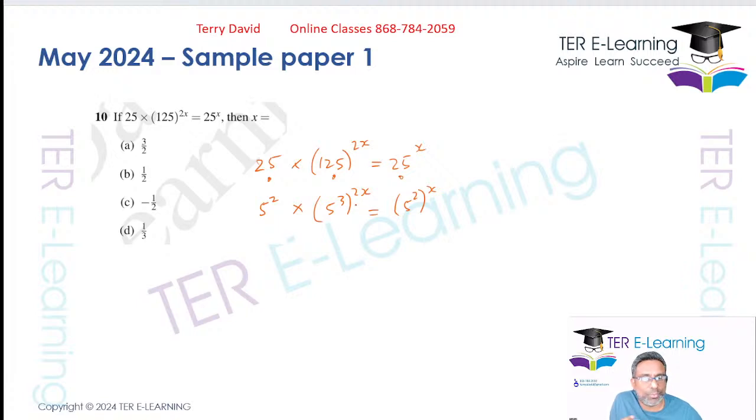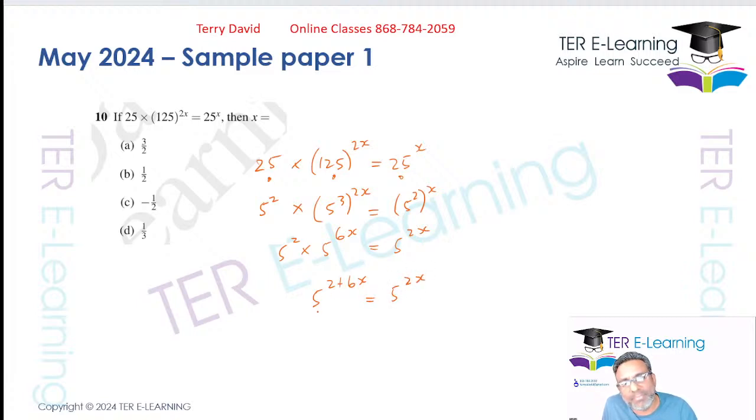Now we're going to try to combine as much as we can. This is 5 squared multiplied by 5 cubed, and this is an indices rule here. 5 squared raised to the power x is 5 to the power 2x. Then on the left side we have multiplication, so we're going to add our indices. This is going to be 5 to the power 2 plus 3 times 2x, which is 6x, is equal to 5 to the power 2x.